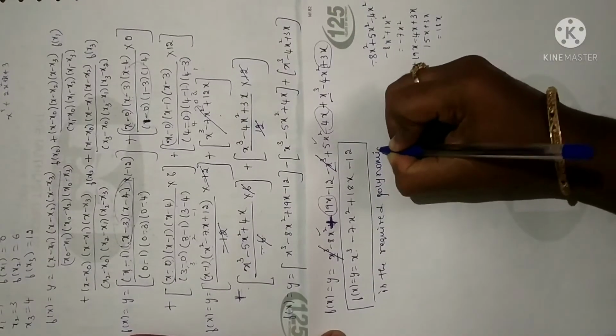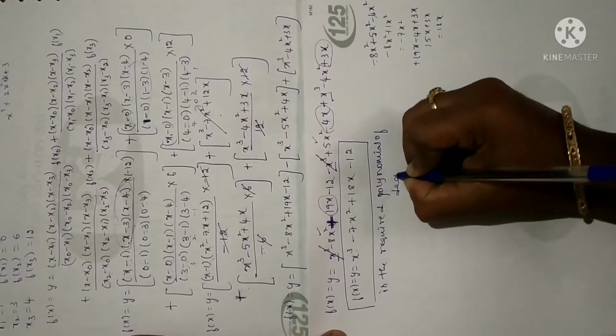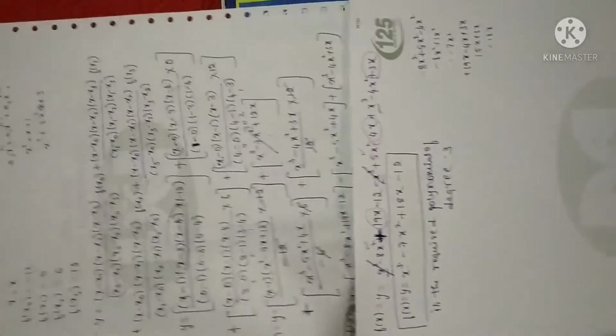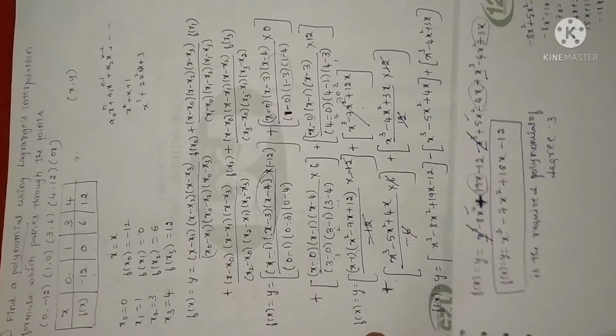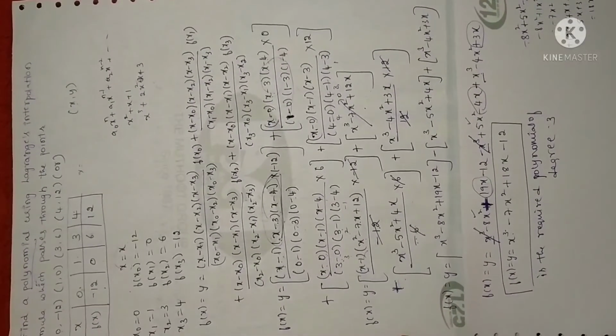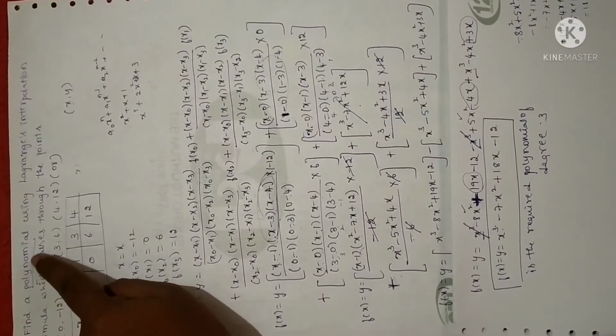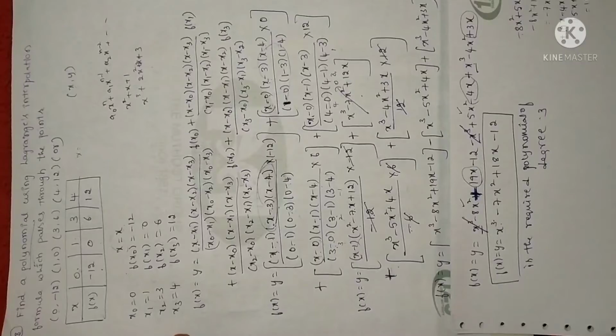It is the required polynomial of degree 3. Why? Because the highest power is 3. Everything is same in the Lagrange interpolation formula. The only thing is you have to write the x value as it is, as we are asked to find the polynomial, but not the particular value.